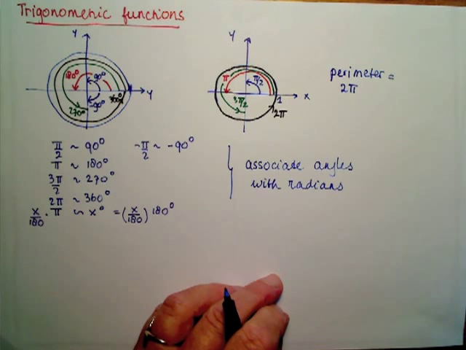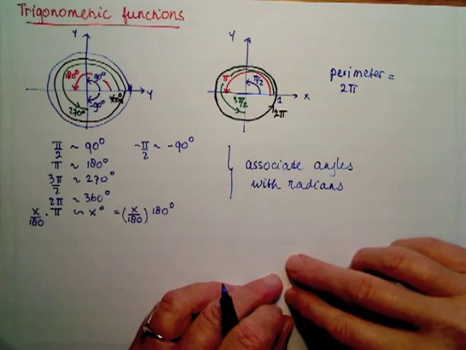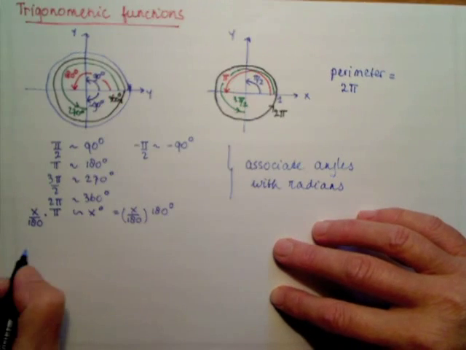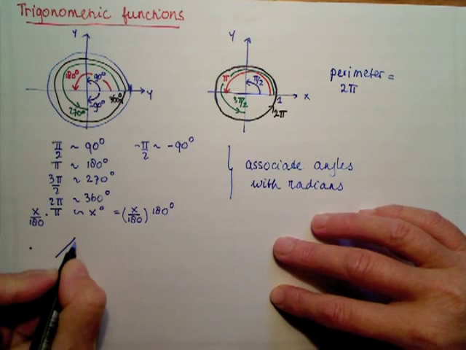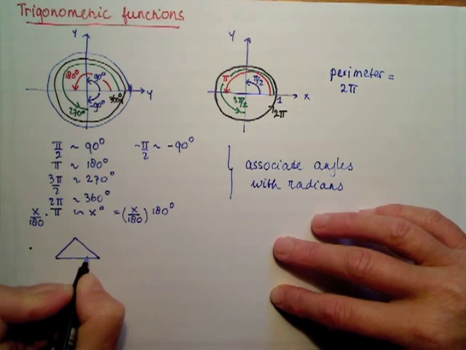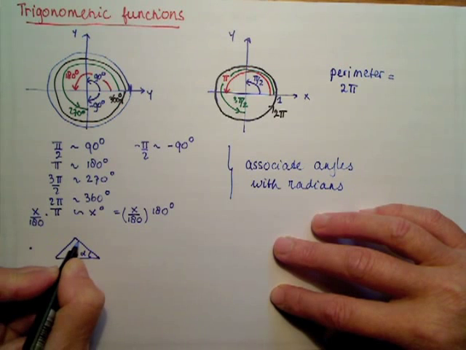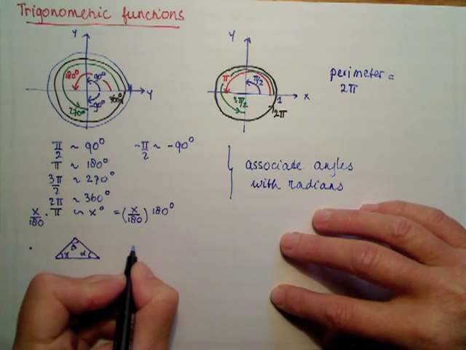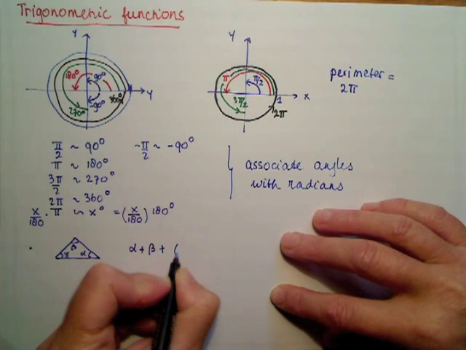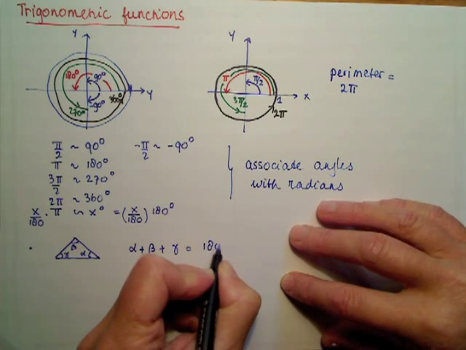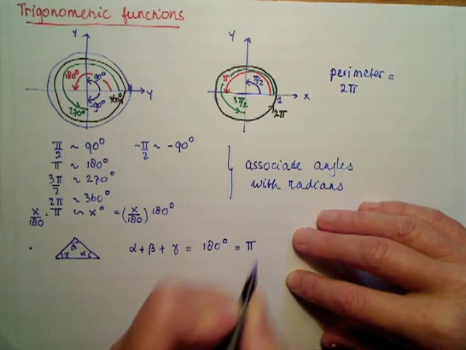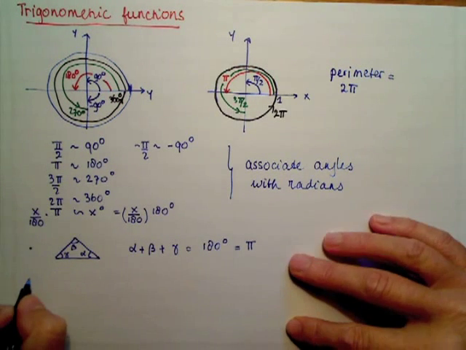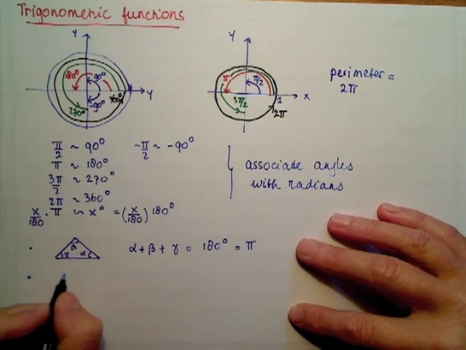Now there are a number of identities which are very useful to recall. This is not only about radians, but about the sum of angles in a triangle. I have the angles alpha, beta and gamma in a triangle. The sum of the angles is equal to 180 degrees if you speak about degrees, and if you speak about radians it is equal to pi.